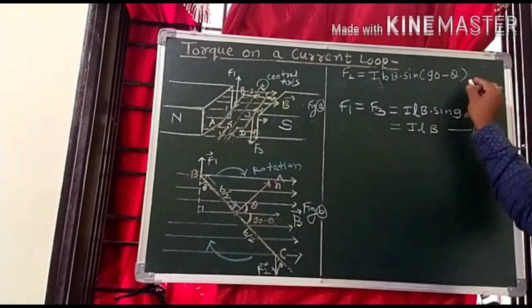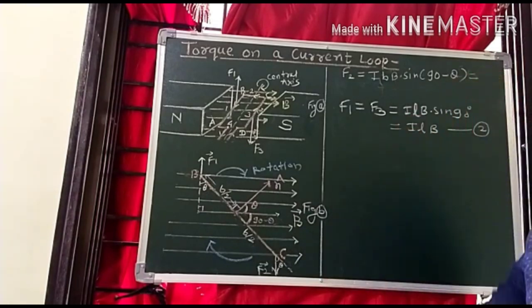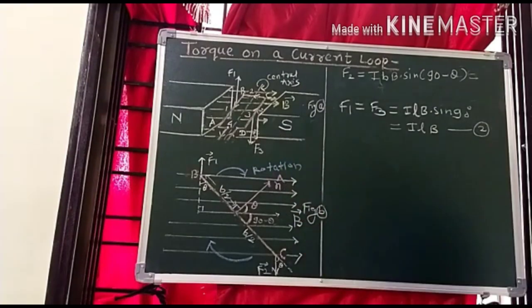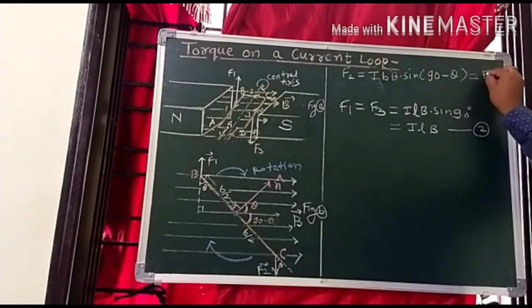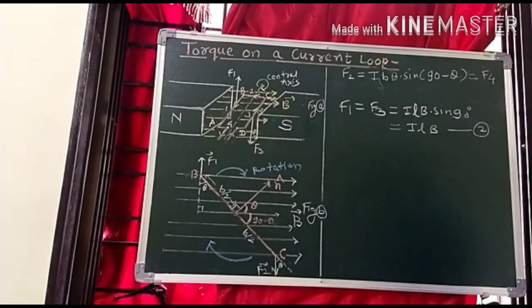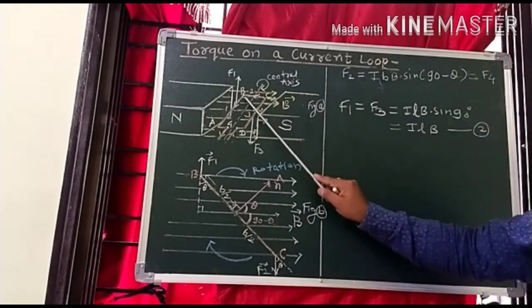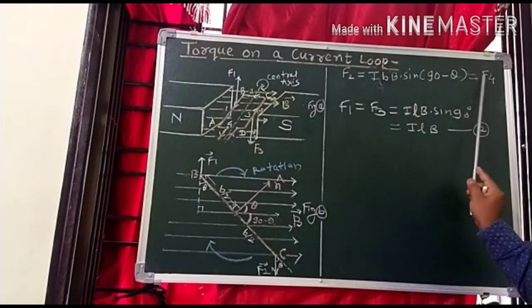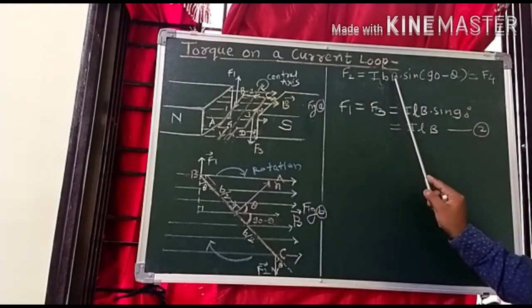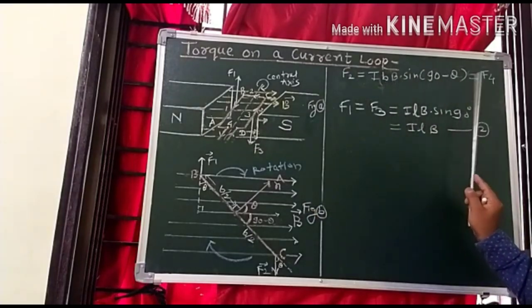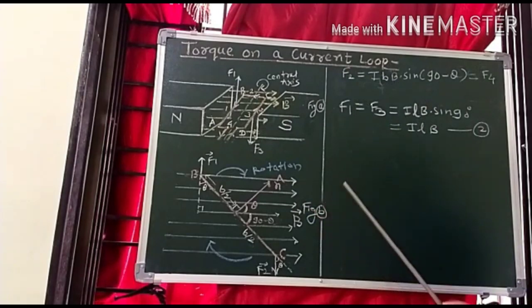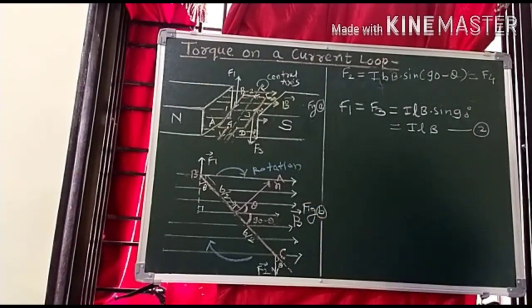And the same force will be exerted on the side AD also, and therefore this is equal to F4. Means the equal forces act on the sides BC and AD, which are given by I into small b into capital B sine 90 minus theta. But the directions of these forces can be simply found by using the right hand rule.